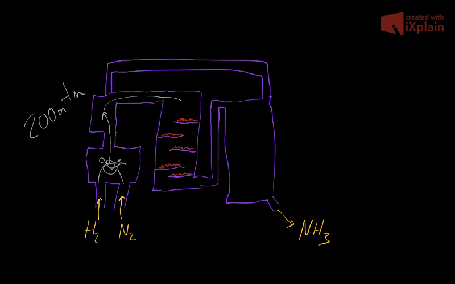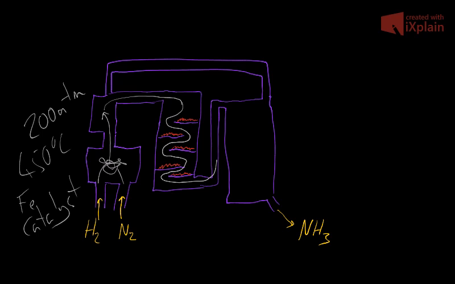Passing through into the actual reaction vessel, we're going to get these things reacting through. Heat up to 450 degrees Celsius, and we're passing that over the iron catalyst. There are all three conditions we need to remember. So our gases pass through, and eventually we get a little bit of ammonia made.